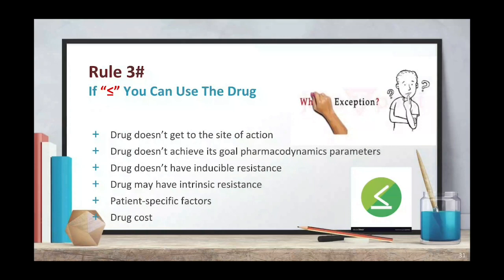Rule 3. If less than or equal to, you can use the drug, but not the exceptions below: if the drug doesn't get to the site of action, if the drug doesn't achieve its goal pharmacodynamic parameters, if the drug has inducible resistance, if the drug has intrinsic resistance, and patient-specific factors, drug cost, etc. For example, for Enterococcus species, cephalosporins are intrinsically resistant.